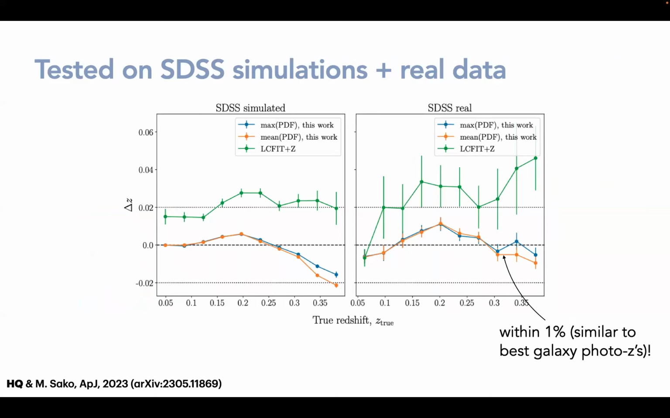But we tested these on real data from SDSS, as well as simulations. And our predictions are these orange and blue lines. These are two different ways of getting the point estimate from a PDF, but they're very similar to each other. And the green line is this baseline that we use often in the field called LC fit plus Z, a very different, template fitting, Monte Carlo type of approach. And you can see that our estimates are both less biased and more constrained than the LC fit plus Z estimates for both simulated and real data. And our estimates, at least the binned averages, stay within 1% of the true value across the redshift range. And this is similar in quality to the best galaxy photo-Zs.